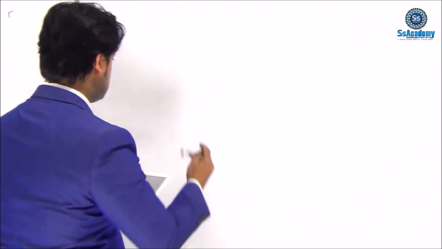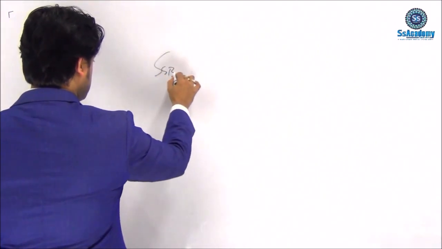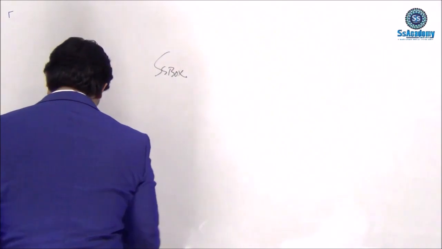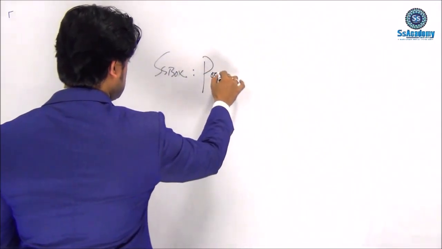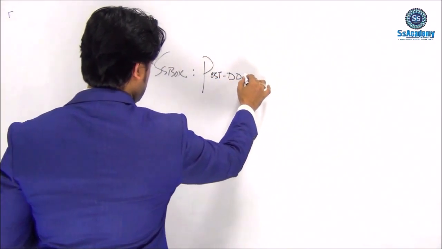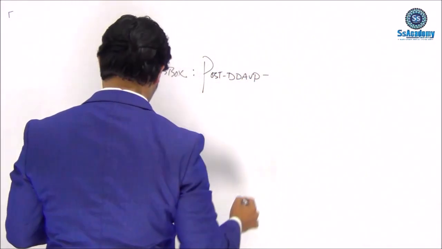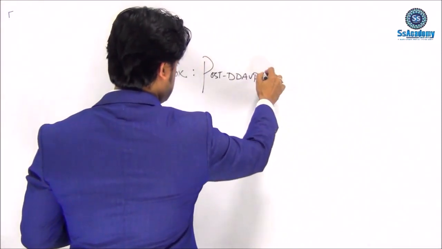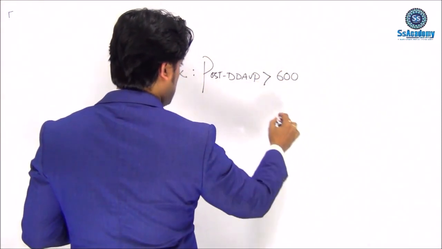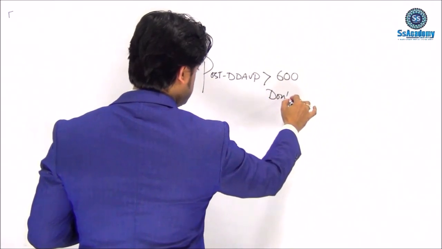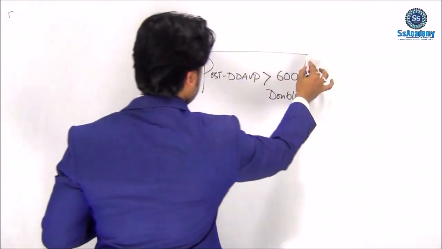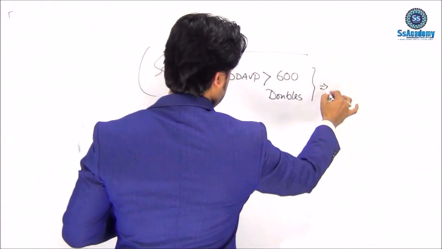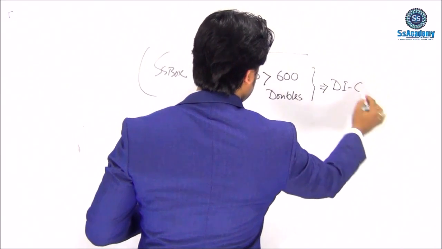The differentiating points: I always say this simple box will be really helpful to decide your diagnosis. Just write it down: post DDAVP equal to greater than 600, or I say double, 2 times. Diagnosis: diabetes insipidus, cranial. Done.